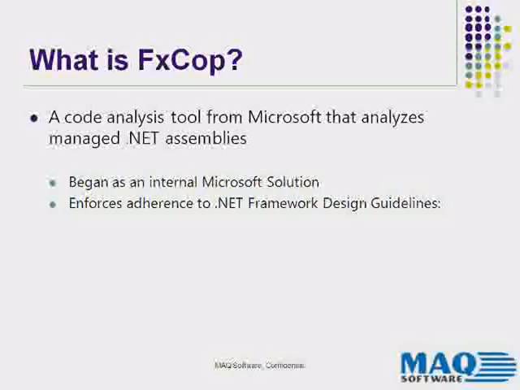FXCop contains over 200 built-in rules broadly classified into the following categories: design rules, globalization rules, interoperability rules, naming rules, performance rules, portability rules, security rules, and usage rules. The rules are the Microsoft guidelines for writing robust and easily maintainable code by using the .NET framework.